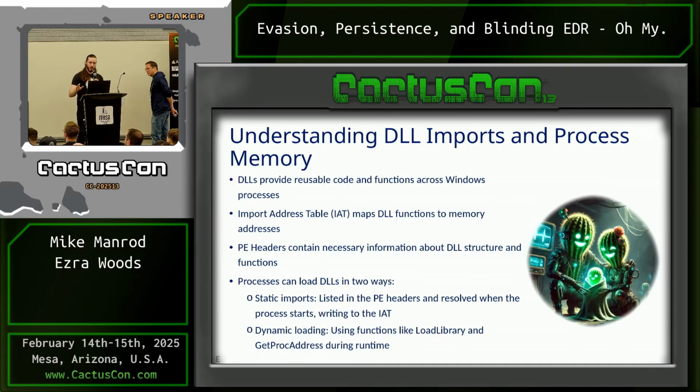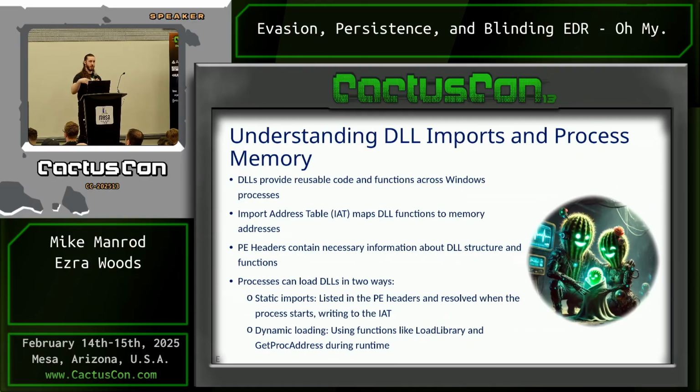And then getting further into some of the things we'll go over, I just wanted to give an overview of DLL imports and process memory. So we're going to get into how the API unhooking actually occurs. DLLs in general, if you're not aware, provide reusable code across different processes for Windows. So when you start a process, it's going to import a bunch of DLLs that allow it to interact with the system. The import address table is where those are actually imported. So all of the DLL addresses will be listed in that table when a process is created.